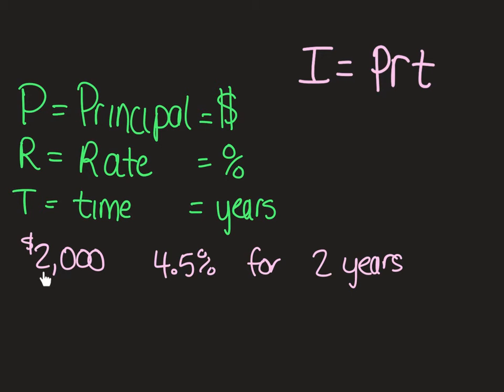So the question will say, find the simple interest if you invest $2,000 at 4.5% for 2 years. So all we do is multiply those together. 2,000, we can't multiply percents, we have to hop the decimal to 0.045 times 2.